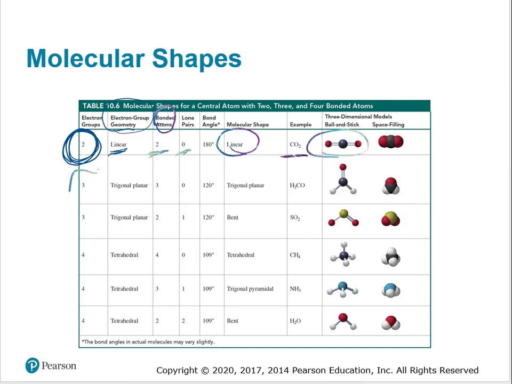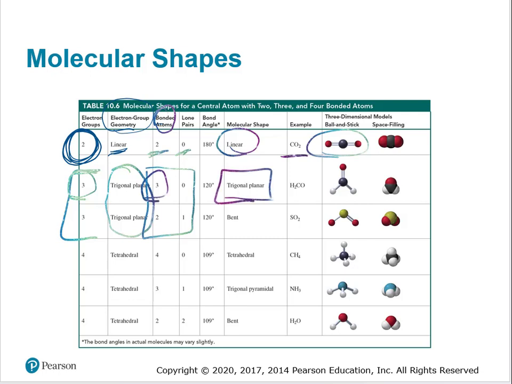Now the next part is if I have three things coming off of my central atom, the electron geometry is trigonal planar. Now see where the difference is right here. If those three things coming off of that central atom were all three atoms, then my shape is trigonal planar. If of those three things coming off of my central atom, there was two atoms and one lone pair, then I have a bent structure.